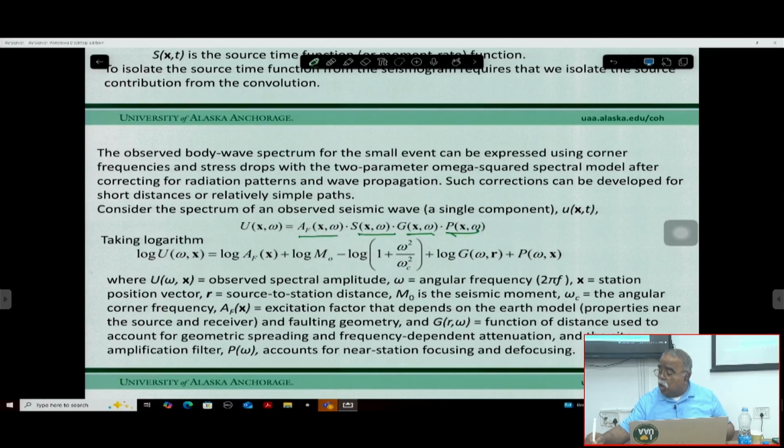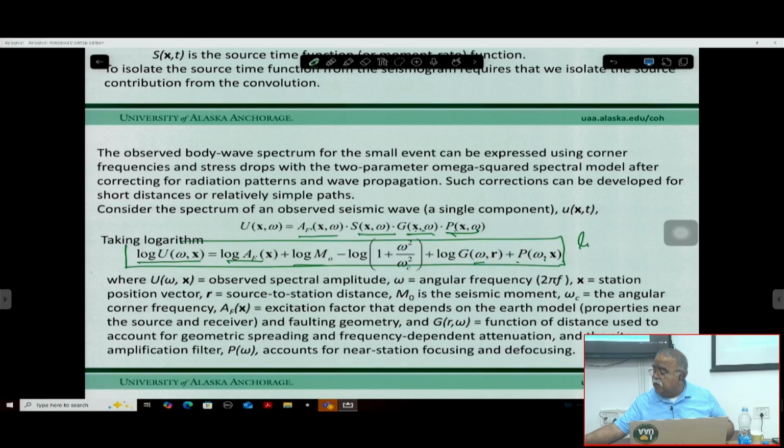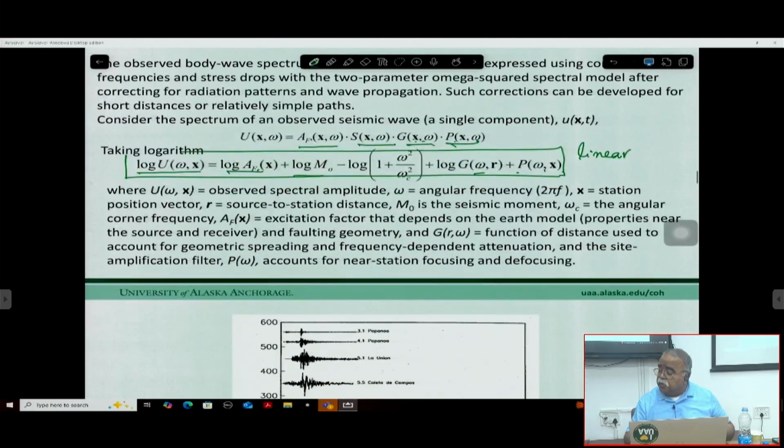And if you take the log of all these things, log of UW will be equal to log of F. Since it's a multiplication, it is a plus of this and minus of this part, because this is divided by this, and then plus of log G part plus of log PXW. So this is a linear relation of the source, path, and the site, and the propagation path, right?